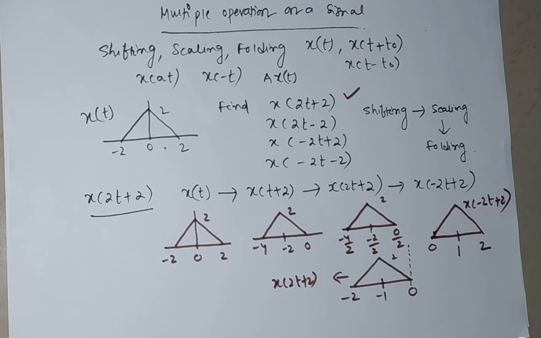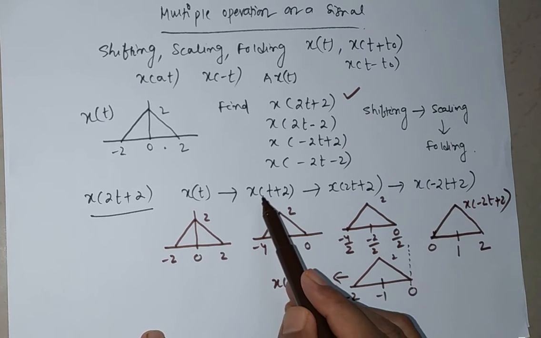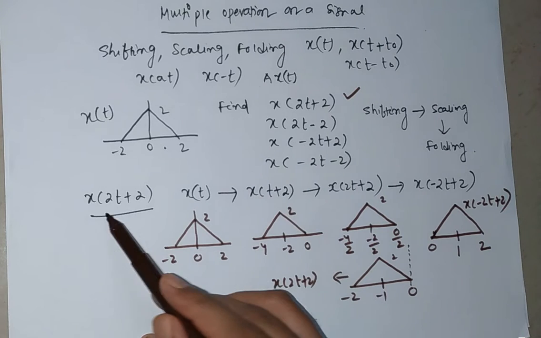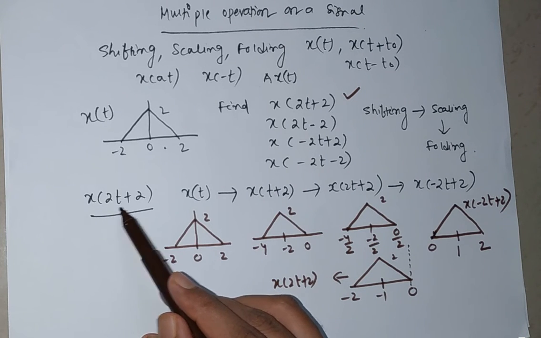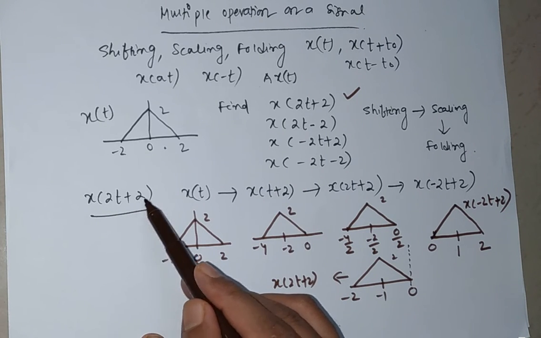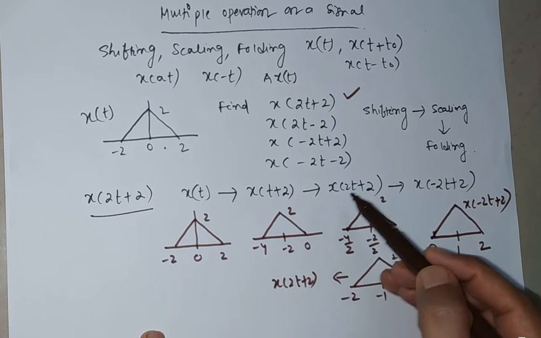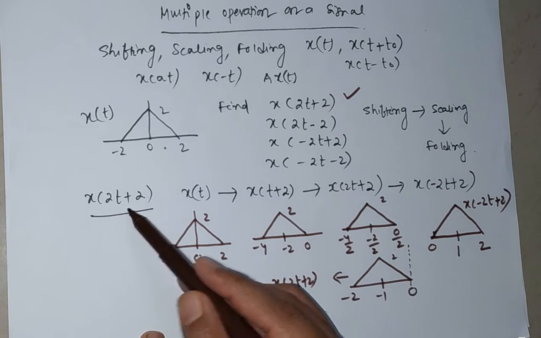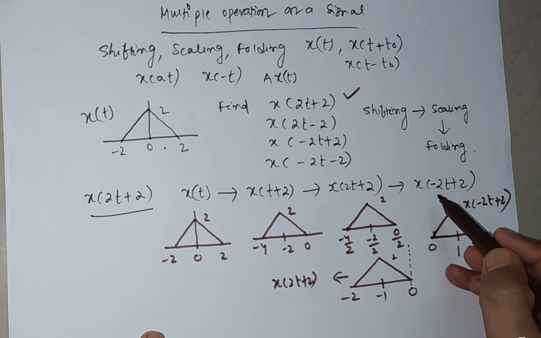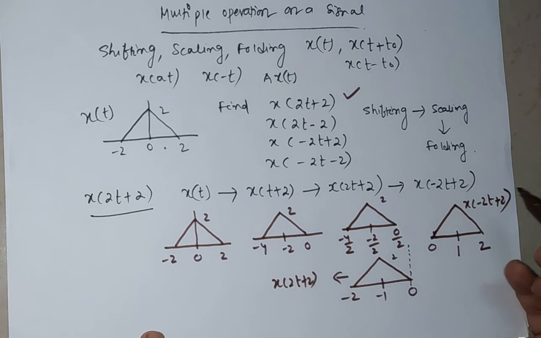I hope you people are clear on how to find this. X of t is given, then I follow this shifting, then x of t plus 2, because in this question we have to find x of 2t plus 2. This plus 2 is the shifting part. Then the scaling part: multiply with t, means x of 2t plus 2, because 2 is multiplied with t. Then the folding part: x of minus 2t plus 2.